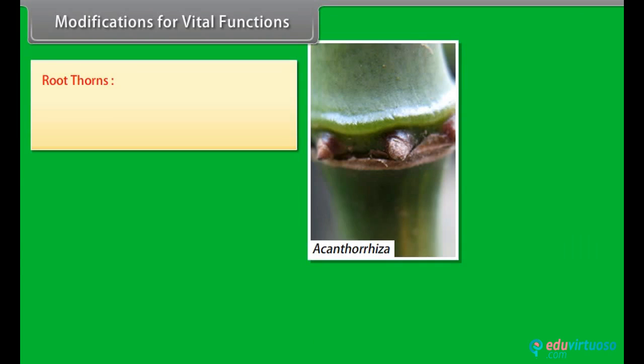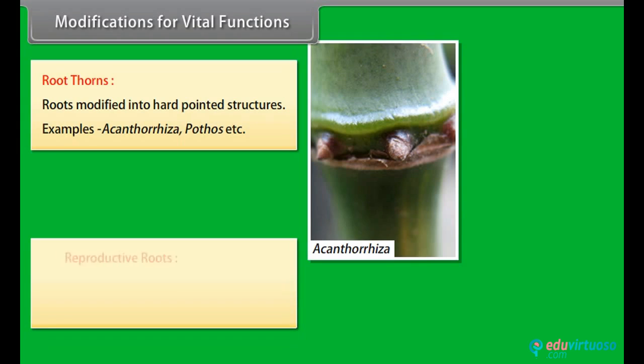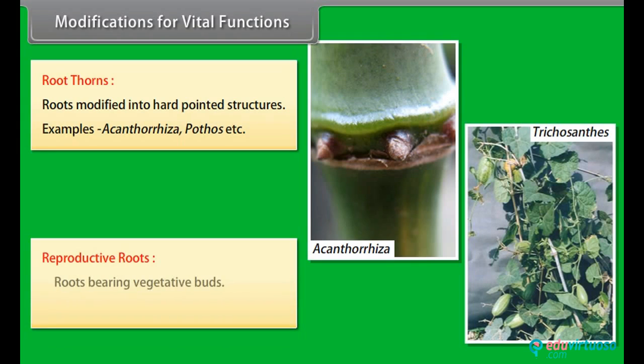Root thorns: roots modified into hard-pointed structures. Examples: Acanthorhiza, pothos, etc. Reproductive roots: roots bearing vegetative buds. Examples: Trichosanthes, Ipomoea, etc. Functions of roots.